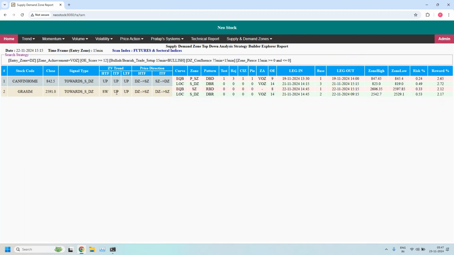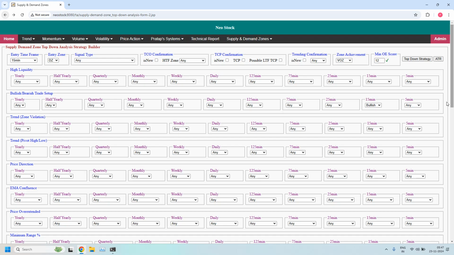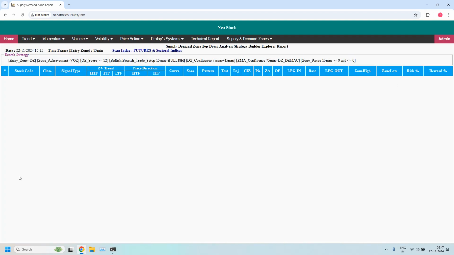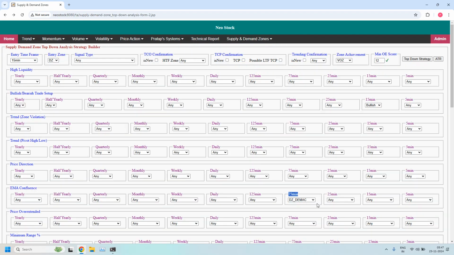In both the stocks, the 75 minutes trend is uptrend. Let's verify if they have daily EMA confluence. In the EMA confluence at the 75 minutes time frame, I'm enabling the 75 minutes demand zone with daily EMA confluence filter. No stocks are having EMA confluence. Okay, fine. Let us look for even HTF confluence.